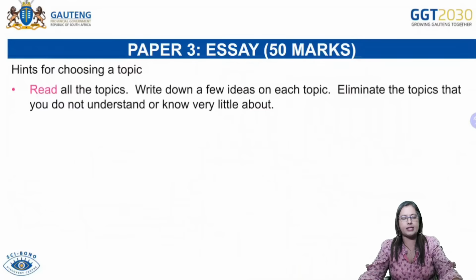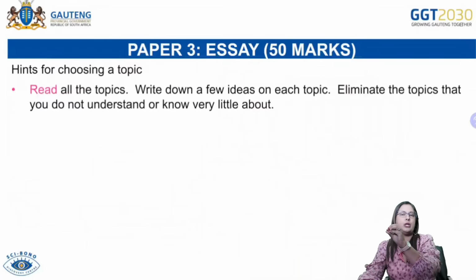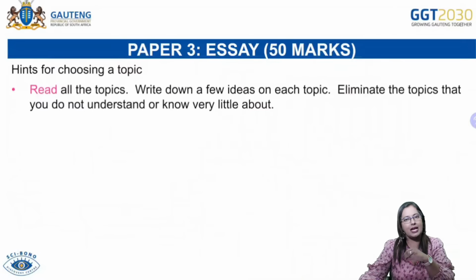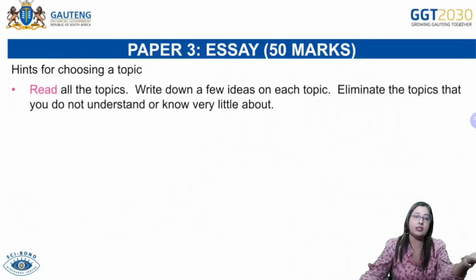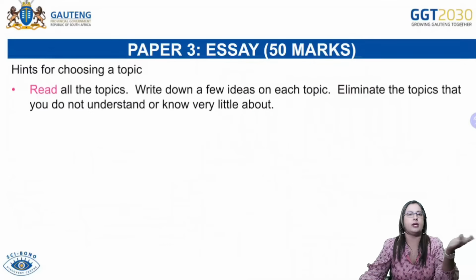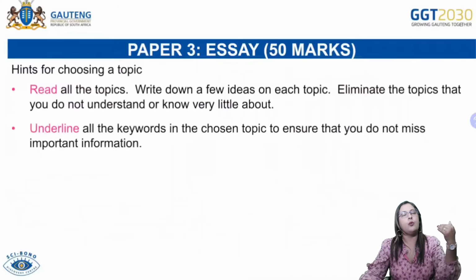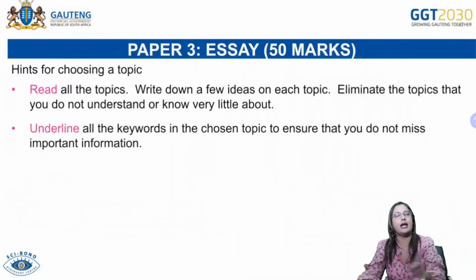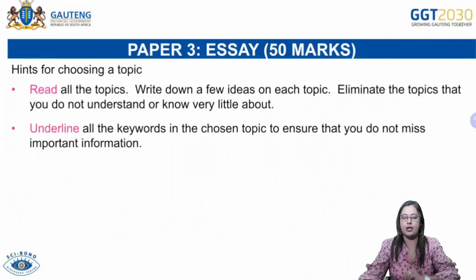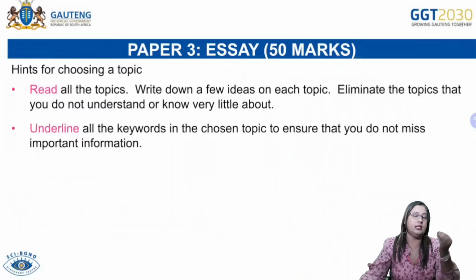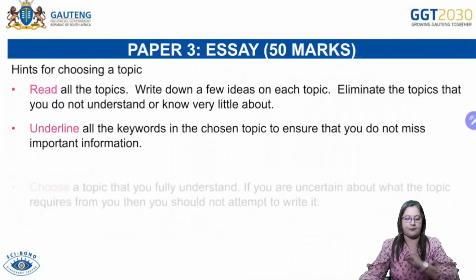So read the topics and write down about 2 to 3 ideas on each topic. By that time, you would be able to eliminate the topics that you are not comfortable with or you know very little about. While you're reading the topics, underline all the keywords, as I said to you, and make sure you do that because you don't want to miss out any important information when you are drafting the essay.